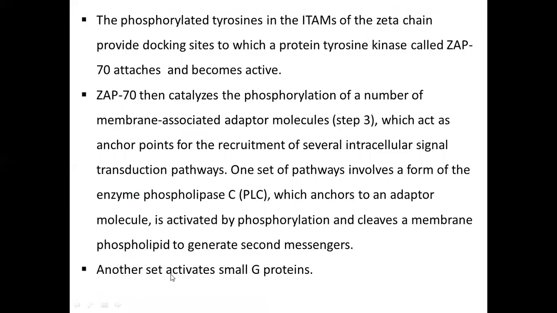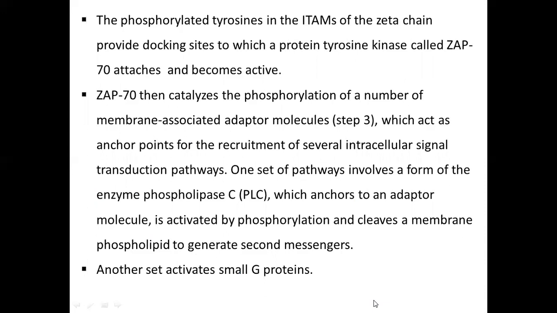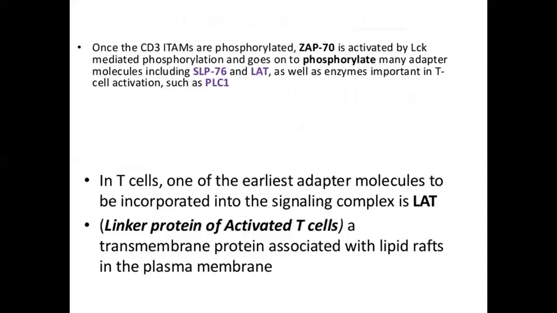So one set activates the second messengers, and another set activates the small G proteins. So these are the second messengers, and this is the G protein pathway. Finally, all of it leads to changes in gene expression, functional changes, differentiation, and activation of the T cells. T cell, because this is a T cell receptor, right? The explanation is given here. What I explained is the same thing given here. You can go through it once.